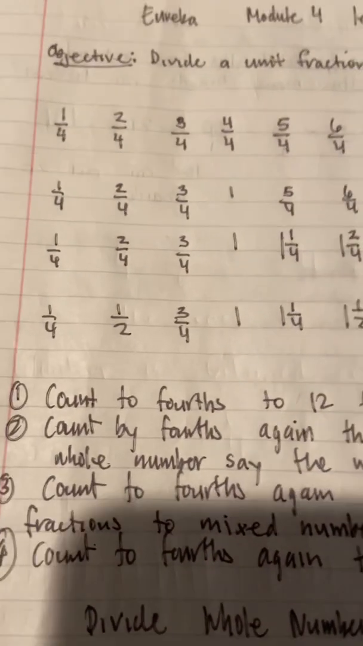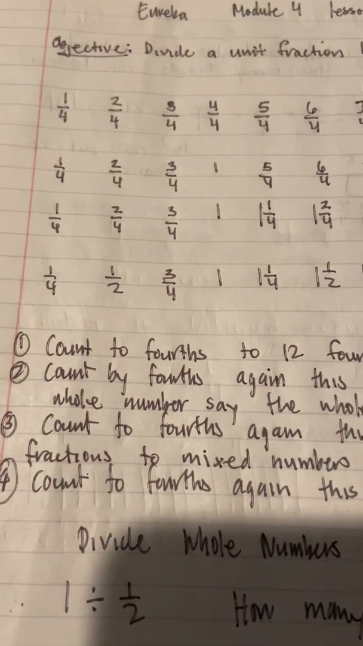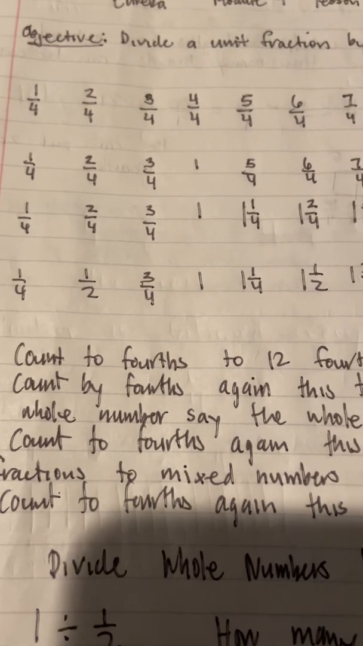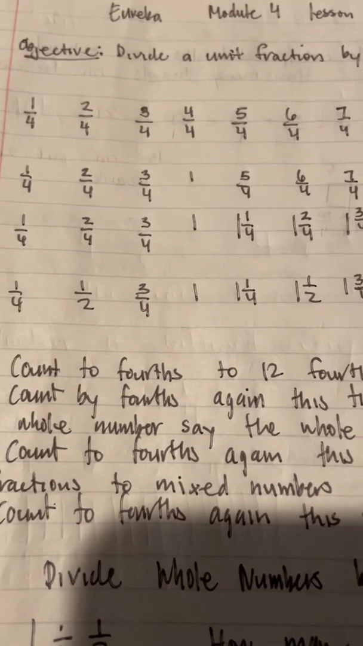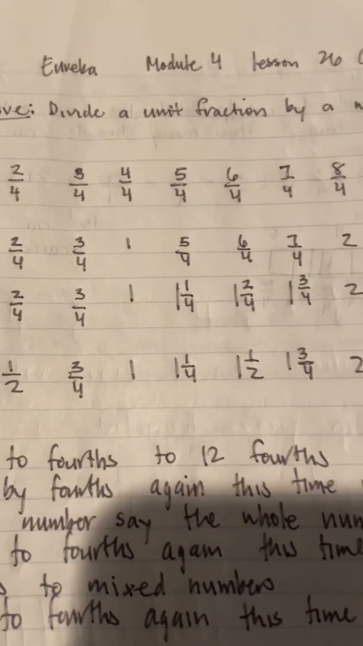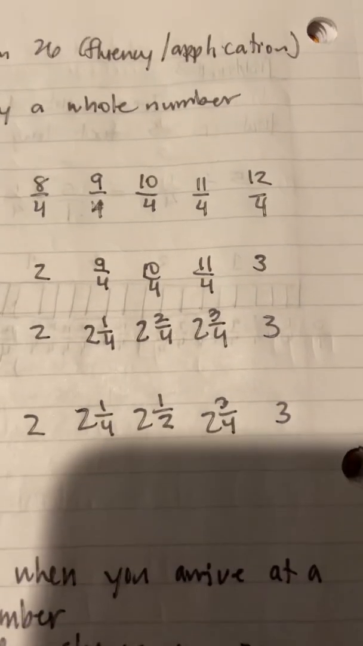Now for this particular table, in a previous lesson, we did a similar table, but that time we were counting by halves. This time, step 1 is telling us to count by fourths to 12. So that'll be 1/4, 2/4, 3/4, 4/4, 5/4, 6/4, 7/4, 8/4, 9/4, 10/4, 11/4, 12/4.